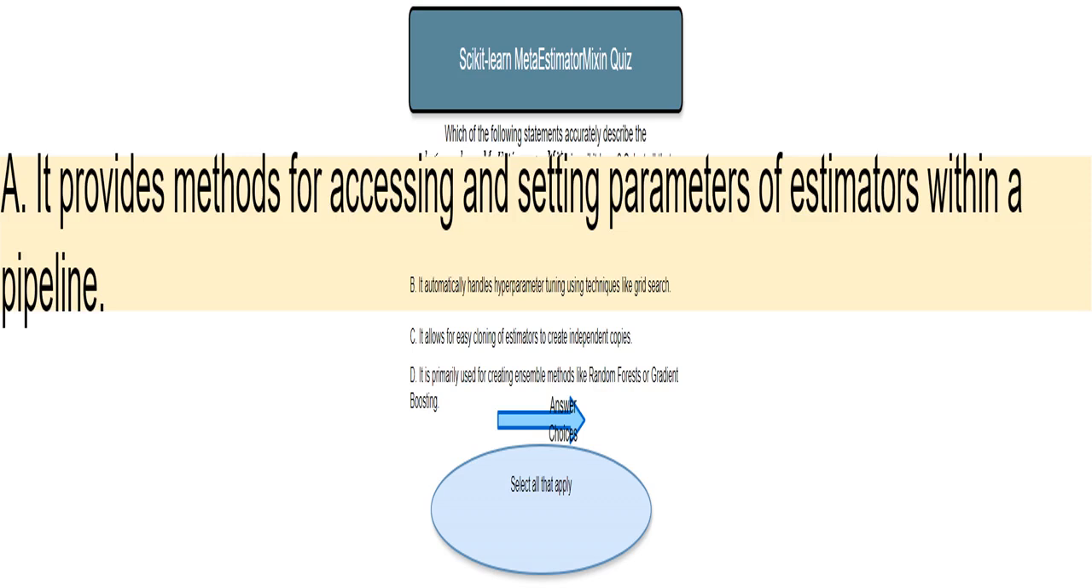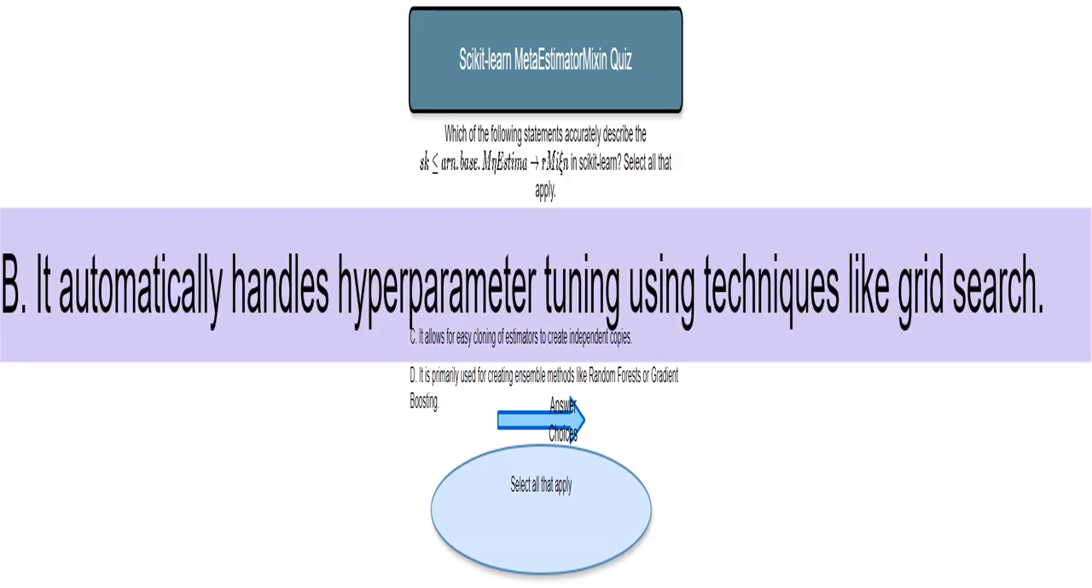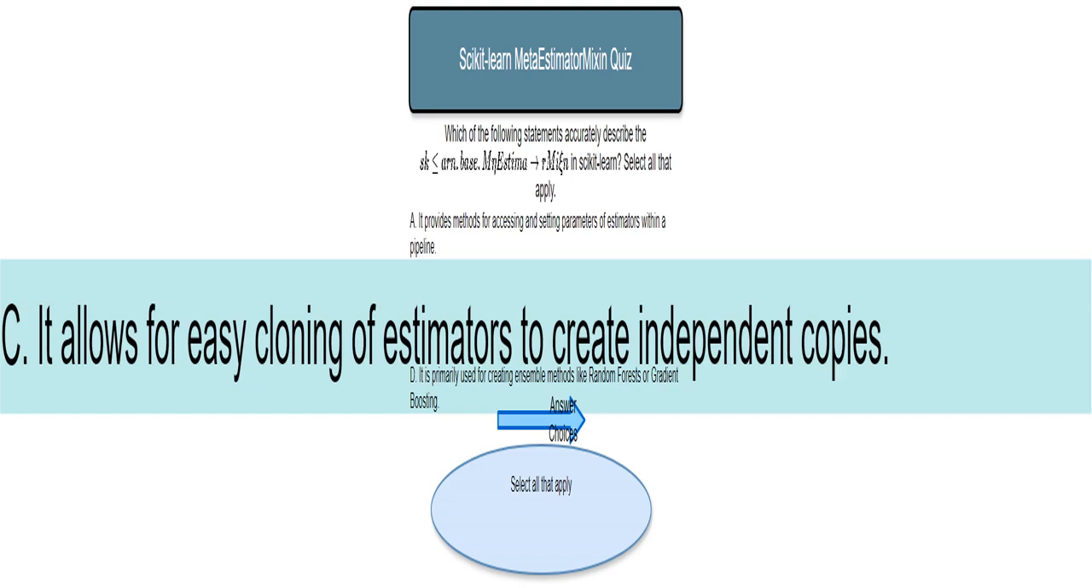This statement is correct. The MetaEstimatorMixin gives you tools to easily manage the settings of your machine learning models. Nope, this is incorrect. Hyperparameter tuning is done by different Sklearn tools like GridSearchCV or RandomizedSearchCV, not the MetaEstimatorMixin. This is right. Using a function the MetaEstimatorMixin provides, I can make perfect copies of my models.